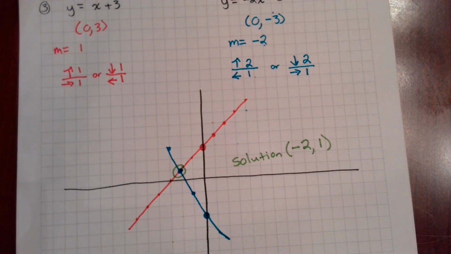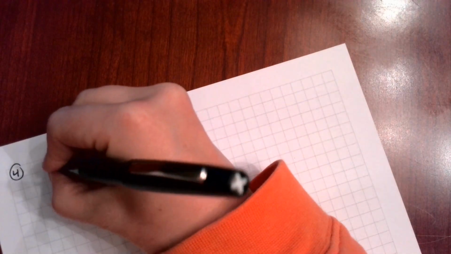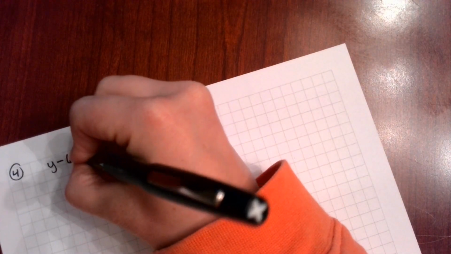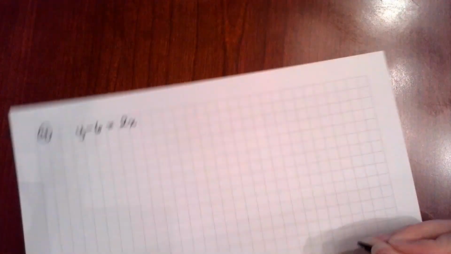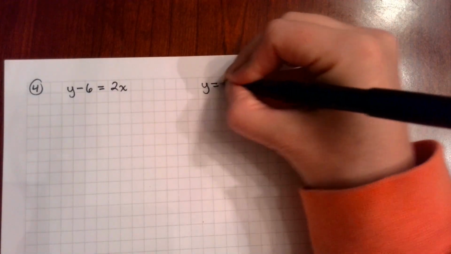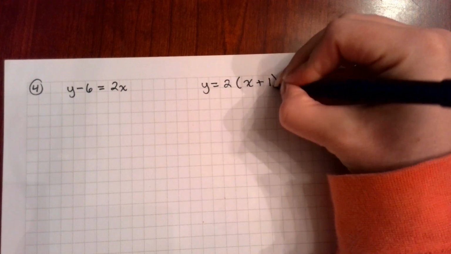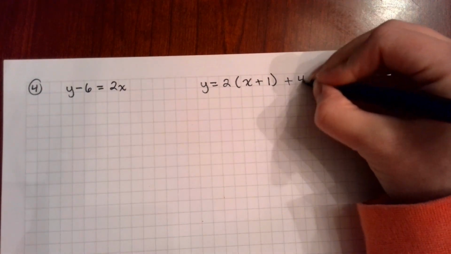All right, we're going to do one more example. Okay, problem number 4. We have y minus 6 is equal to 2x, and y is equal to 2 times the quantity x plus 1, and then outside the parentheses, we've got plus 4.